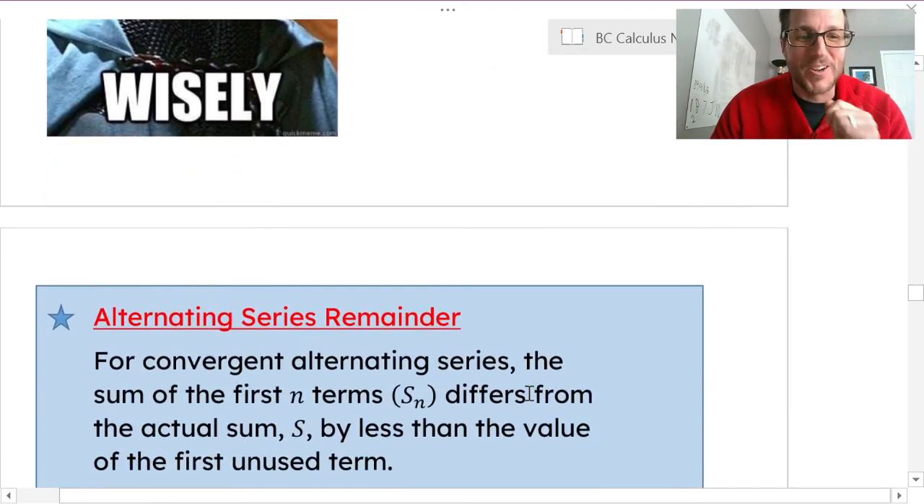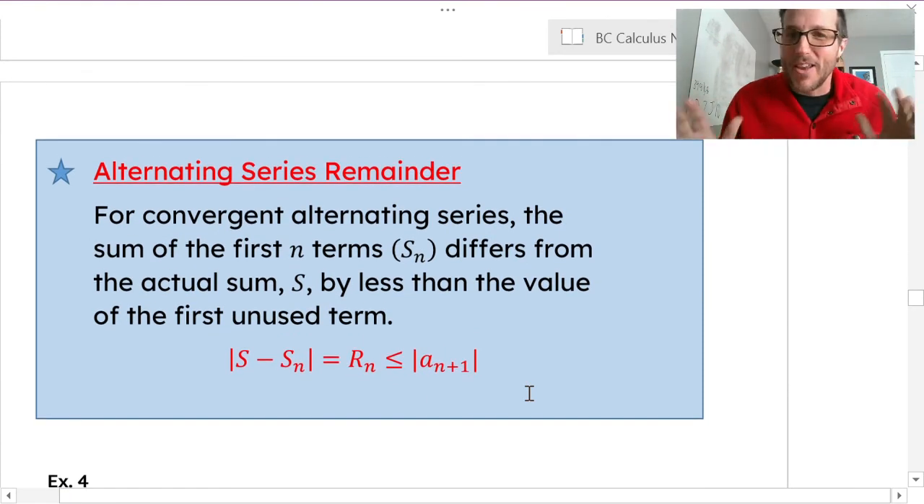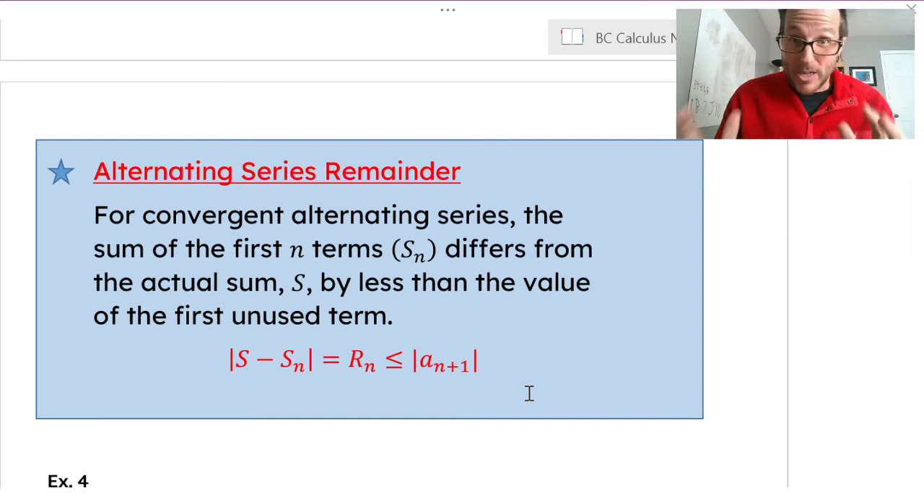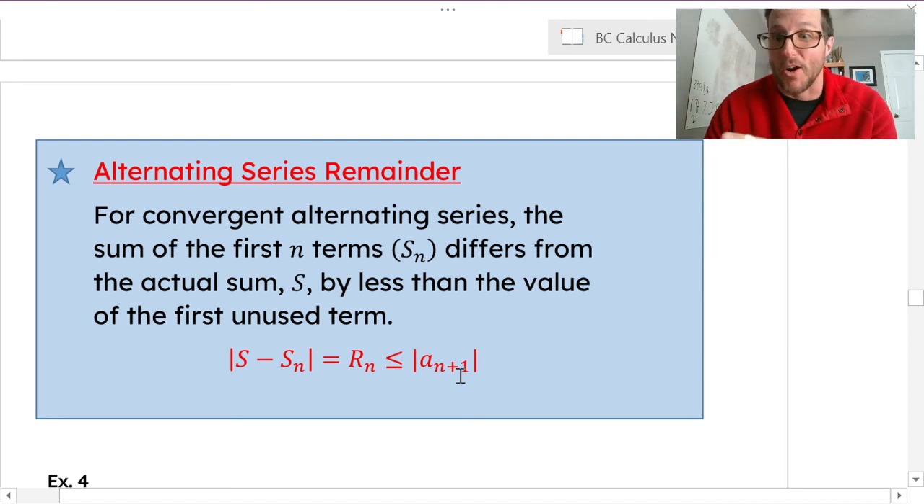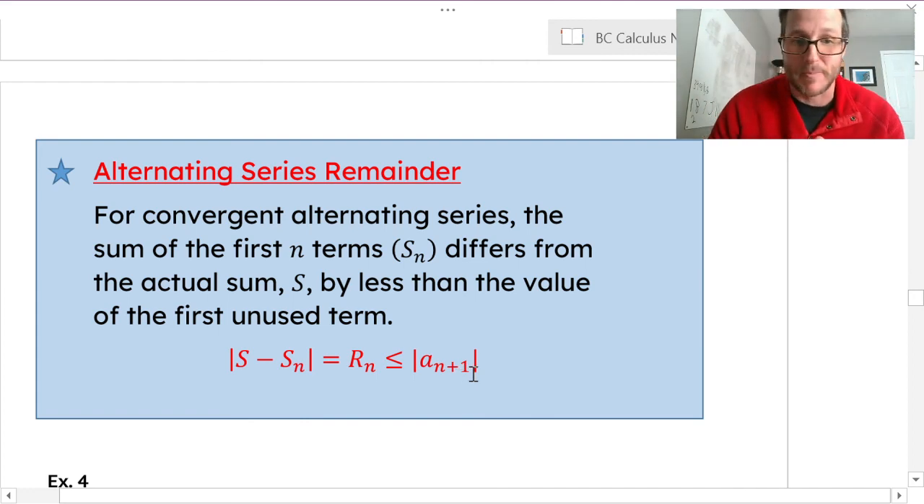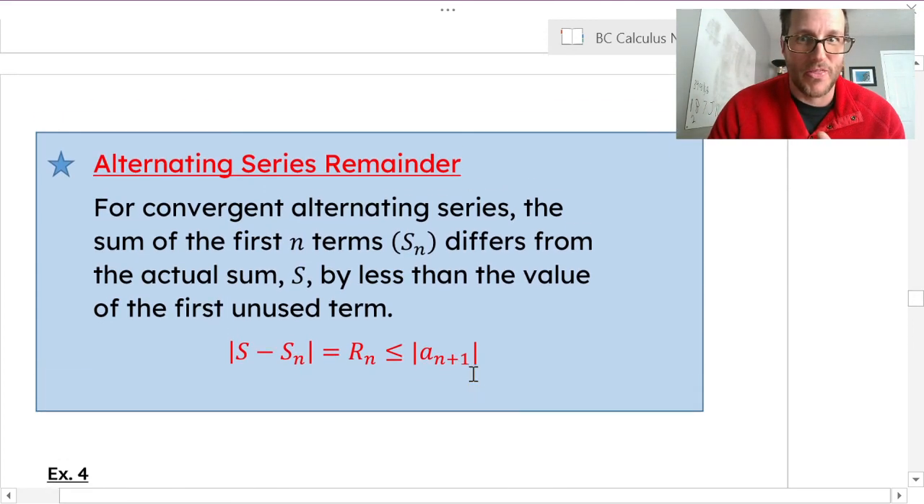All right, here's what the alternating series remainder says. It says for any alternating series that converges, the sum of the first n terms differs from the actual sum, S, by less than the first unused term of that series. So this difference here, S minus S sub n, that is the exact error. We call that the remainder. So that R sub n is the remainder after the first n terms. That error is always less than that next term that you would use, the n plus 1th term. So that's rad, isn't it?